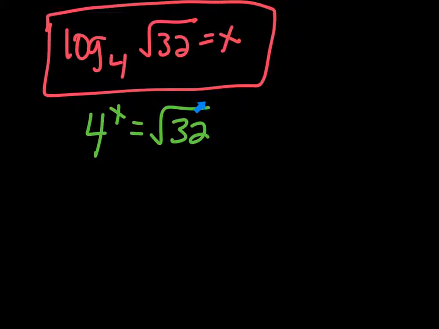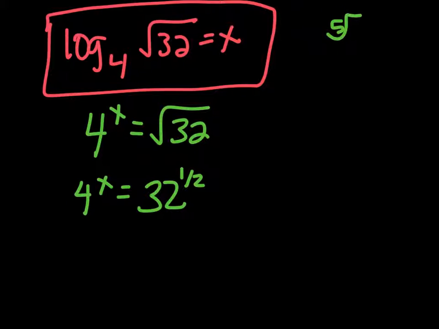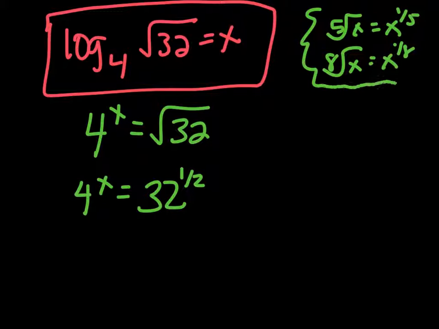So square root is the same thing as changing it to the 1/2. So make sure that if you have a 5th root, that means x to the 1/5. If you have an 8th root, that means x to the 1/8, etc. Because you're going to have to use those several times this year. Now my goal is to get this down to the same base if I can. This is not going to be so obvious what my answer is.